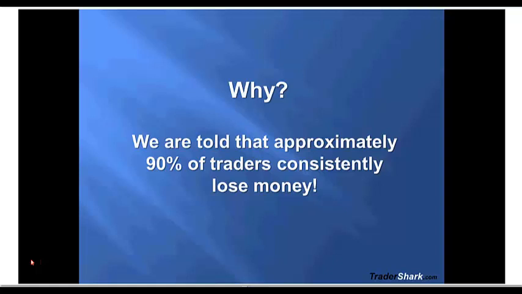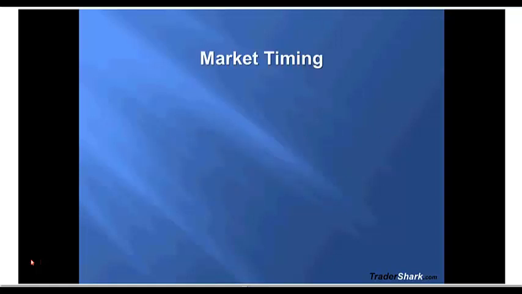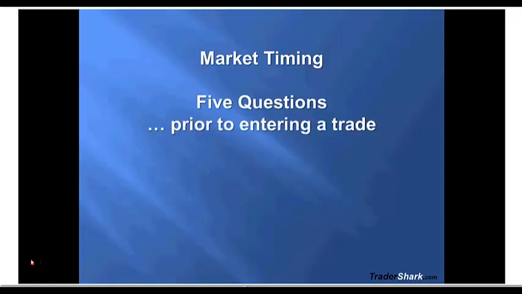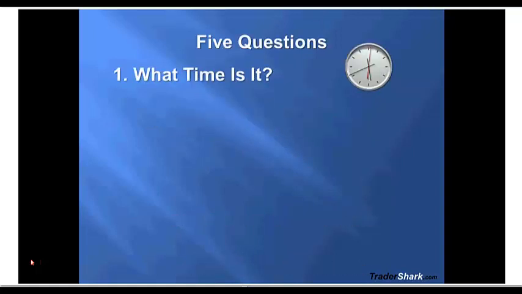Why? Because we're told that approximately 90% of the traders consistently lose money. Why? Because they don't have a plan, or they don't have a step-by-step approach. So they just look at what they're seeing, and they see a support or resistance level, and they buy or sell. So I'm going to try to give you 5 items, very basic, but I want you to follow the details and then watch these again. 5 questions prior to entering a trade.